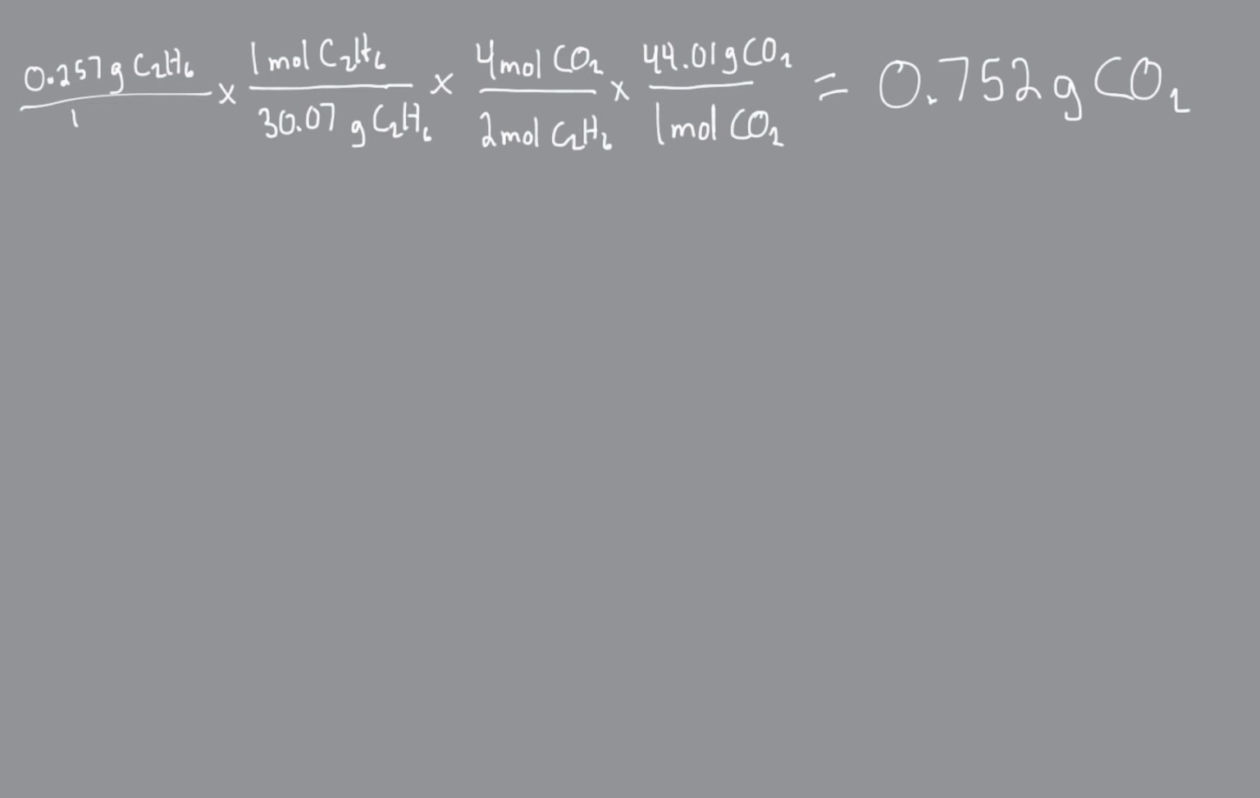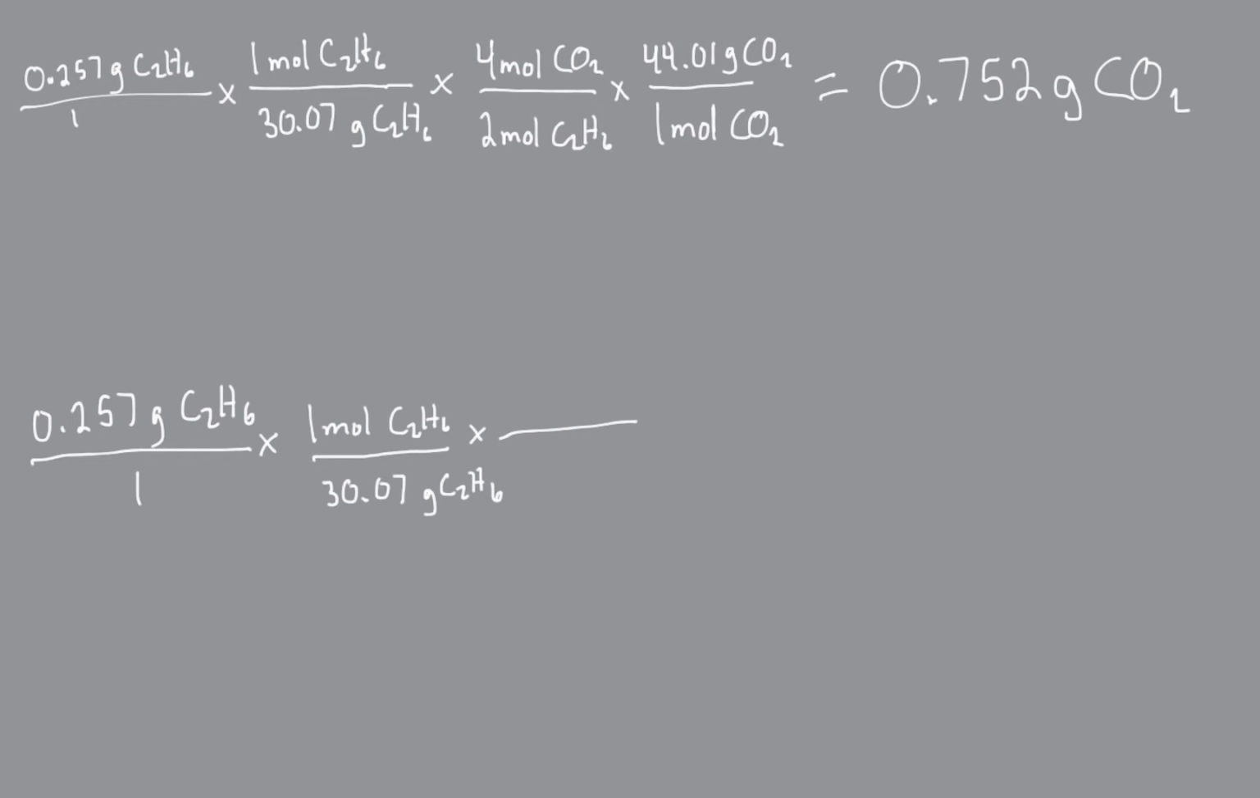So again, you start with the limiting reactant value of 0.257 grams of C2H6. I have a habit of putting stuff over 1, so hooray. Again, convert it to moles. So 1 mole of C2H6 equals the molar mass of ethane, which is 30.07 grams of C2H6.